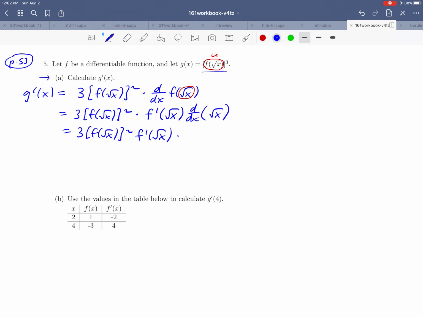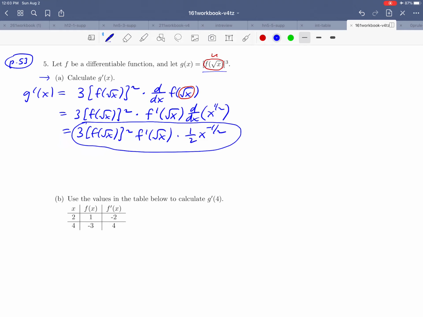And to finish, we need to take the derivative of the square root of x. Well, we've seen this a few times already. The square root of x is really just x to the 1/2. So when we take its derivative, we're going to use the power rule and just get 1/2 x to the negative 1/2. And that's as far as we can go, and so that's the best we can do as far as writing down a formula for the derivative of g. There's our answer to A.